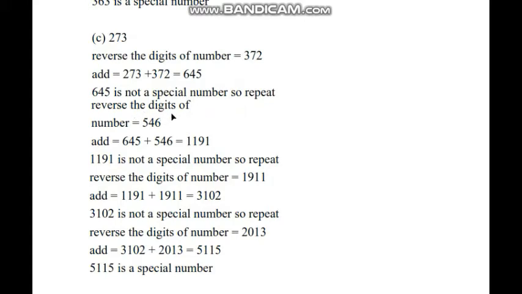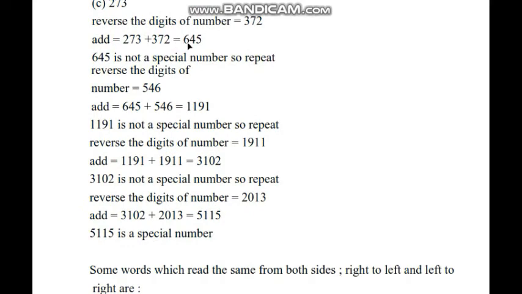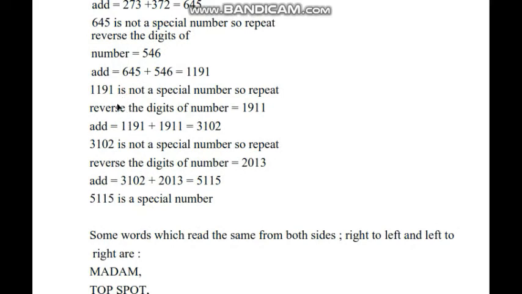So reverse the digits of the number 645, that means turn it back to front. 546. Now add both numbers together. 645 plus 546 is equal to 1191. Now again 1191 is not a special number. So repeat the first two steps again and carry on with this number.